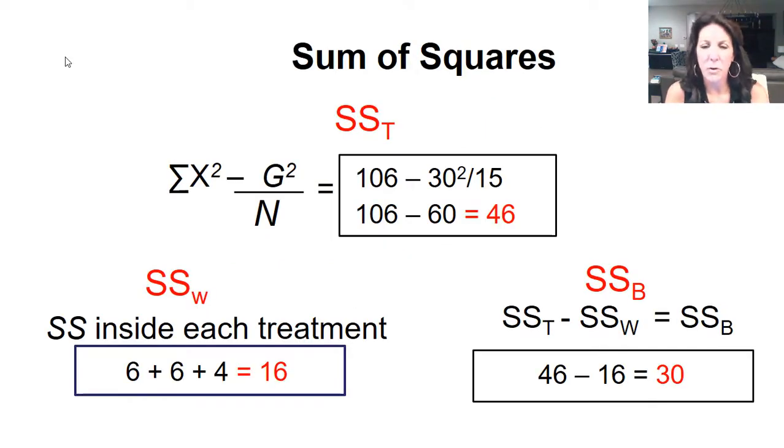So here's a summary of what we just did with the formula for the sums of squares total and how we calculated between and within. The next thing we need to do is we need to figure out the degrees of freedom.